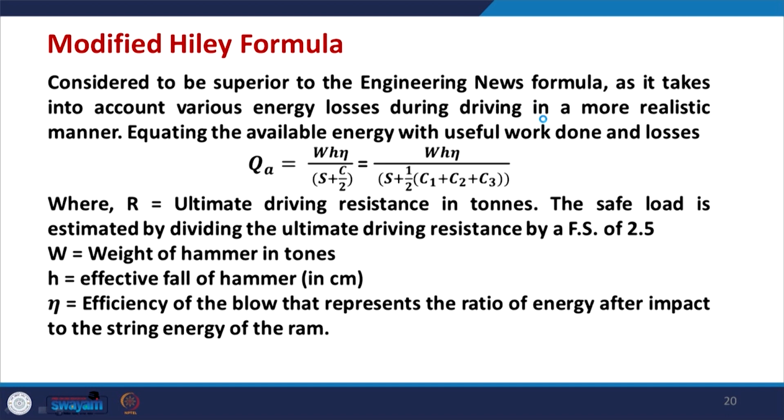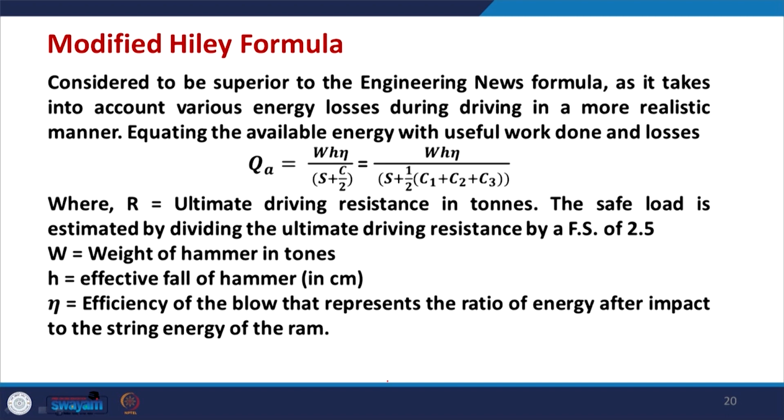Equating the available energy with useful work done and losses, you get the allowable load. This equation gives you the modified Hiley formula: W H eta S plus half C1 plus C2 plus C3. What are the different notations in this case? Where R is ultimate driving resistance in tons.